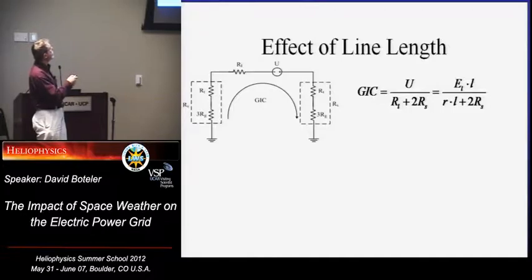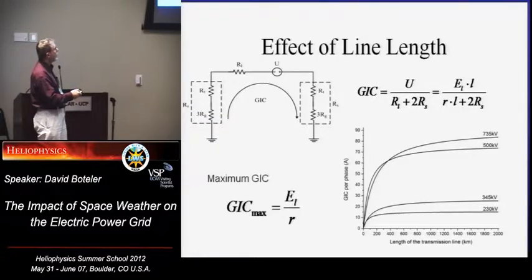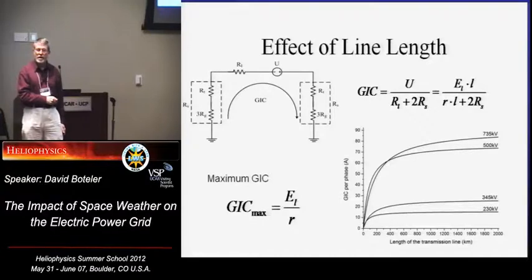Looking at this very simple circuit, there's the total resistance in there. You'll see the resistance of the line is one factor. There's the equation for that. When we actually do this, you find that you approach a limiting value. What's happening here is that as the line length increases, the resistance of the line becomes much larger than the resistance of the substations. So you can drop off that last term there. Then you've got E times L over R times L. The L's cancel. You just get E over R. So you approach a limiting value that's the maximum GIC that you could get in that type of line.